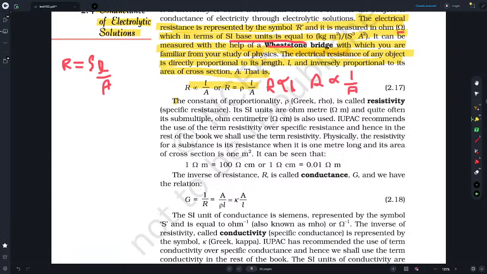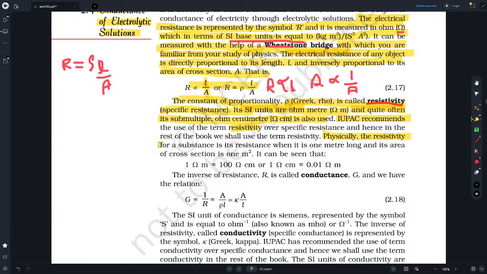The constant of proportionality here: R is proportional to L by A, and to remove this proportionality we multiplied by a constant rho, which we can call specific resistance or resistivity. The constant of proportionality rho is called resistivity or specific resistance. Its SI unit is ohm meter, and quite often its submultiple ohm centimeter is also used. IUPAC recommends the use of the term resistivity over specific resistance, and hence in the rest of the book we shall use the term resistivity.